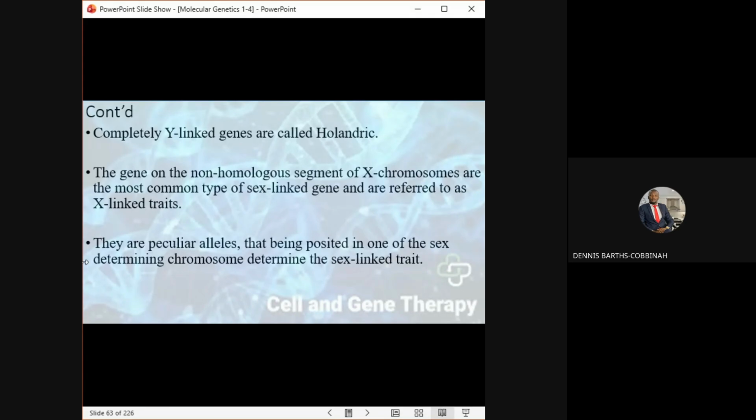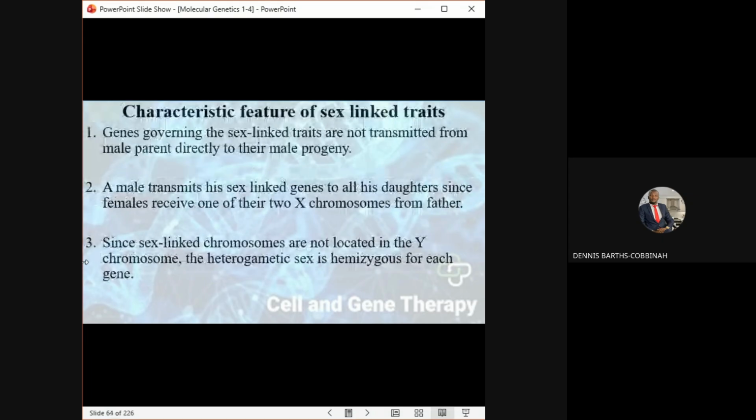They are particular and really peculiar alleles that are positioned on one of the X chromosomes, and they really determine these characteristics that are observed, and they are more prevalent in males than in females. Now let's look at the characteristic features of sex-linked traits. So you have one, the genes governing the sex-linked traits.